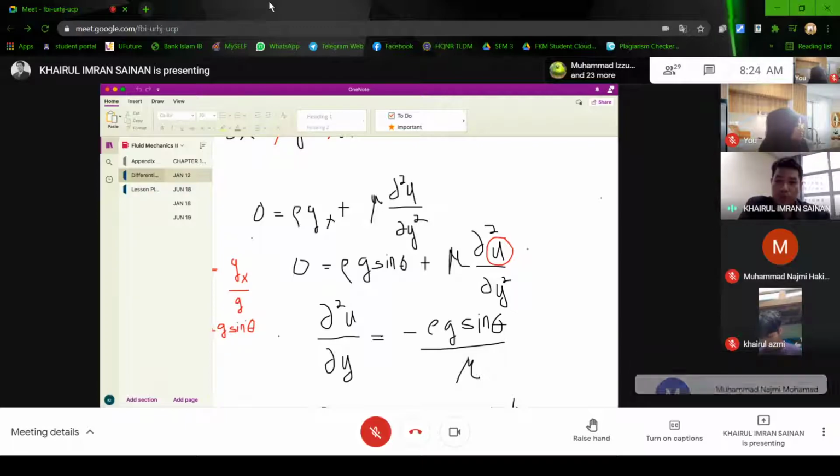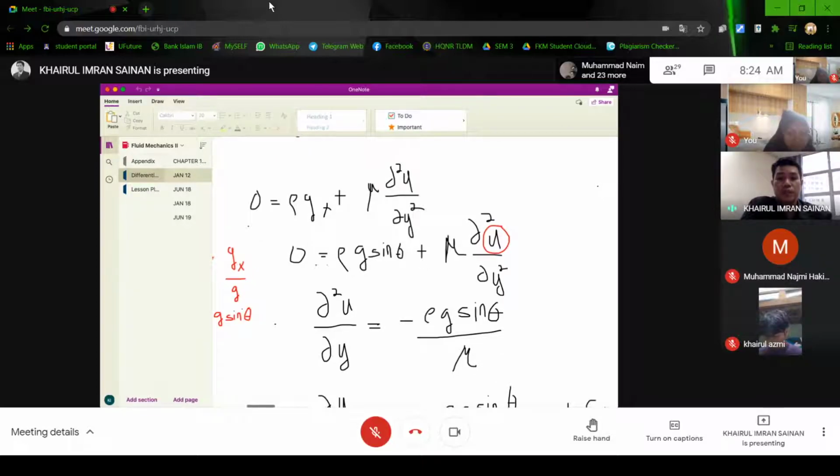So our objective once again is to determine the expression of velocity. In our case, the velocity will be the u component only, right? So we need to rearrange this one. So del squared u over del y squared, everything else we put to the other side. So it becomes negative rho g sine theta divided by mu.